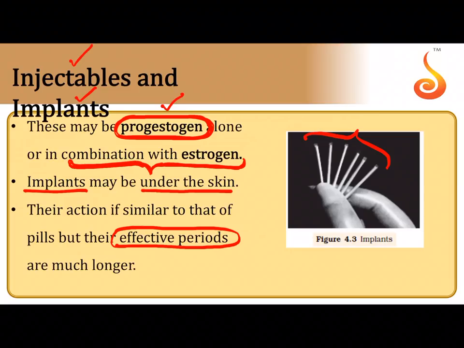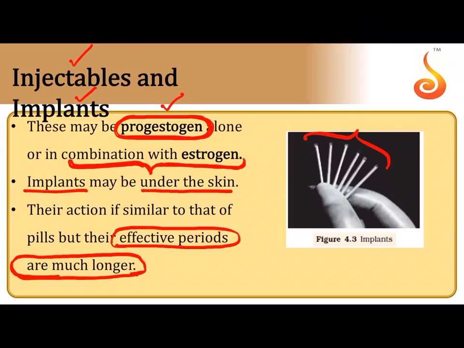Like in the case of an oral pill, every day she has to remember to take the pill, otherwise the chances of failure are high. This is advantageous that way, because once it is put in place, there is no need to consume any pill. She doesn't have to remember to take the pill or anything of that sort, and its effective period is much, much longer. For weeks and months together, the female doesn't have to worry about conception. If she wants to conceive, she can get these removed by the doctor, and once again she can resume her regular reproductive cycle.